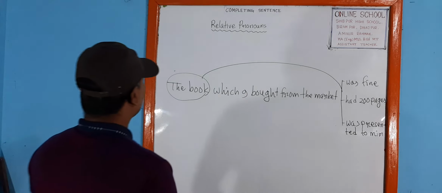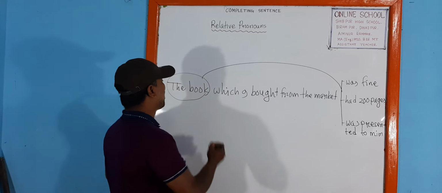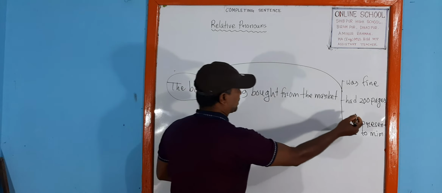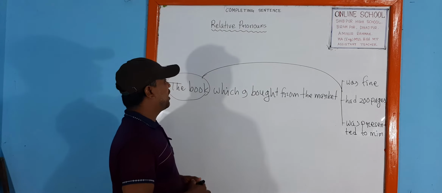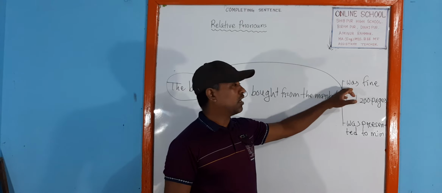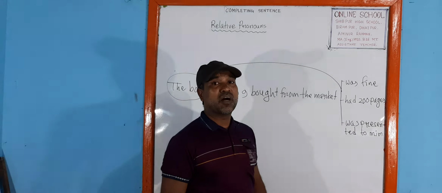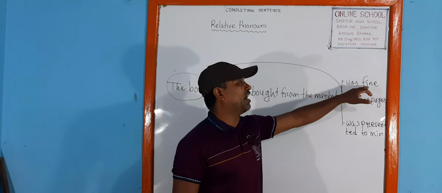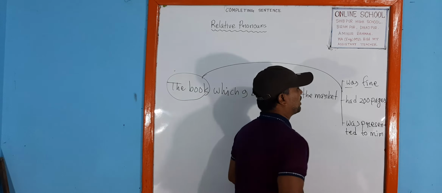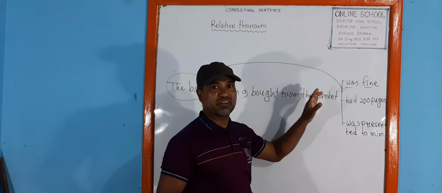I have written here: the book which I bought from the market. Now I have to describe the book. After the sentence, I have to describe the book, and about the book I can use a sentence from be verb, from have verb, and also from a verb with an action. Please look at this. "Was fine": was is the be verb, and fine is the adjective. From an adjective with a be verb, I can make the sentence very easily.